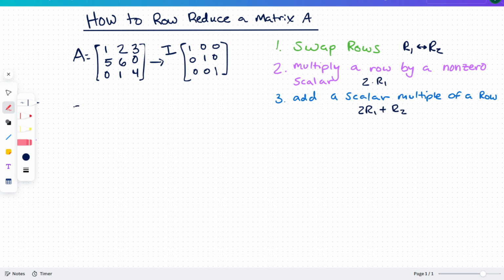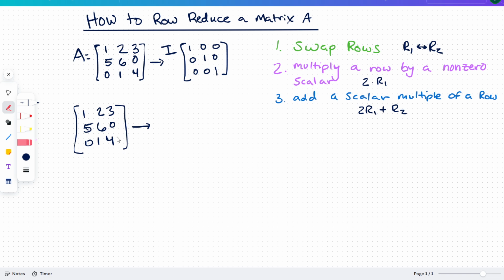So starting off, we have our matrix. And what we're going to want to do is try to start with these two numbers here in this first column. Try to make that look like a 0 and this look like a 0. So the first thing that we can do is times the second row by -5 R1 to try to make this a 0.